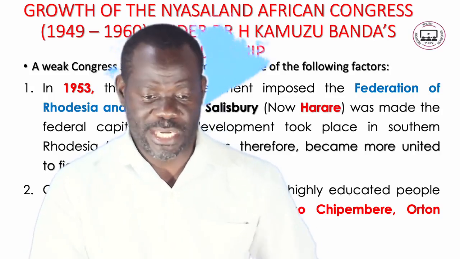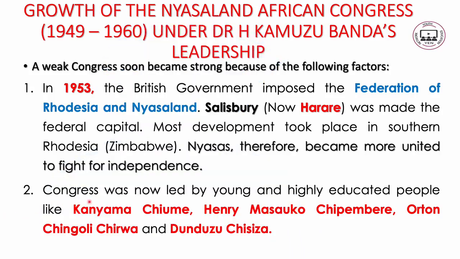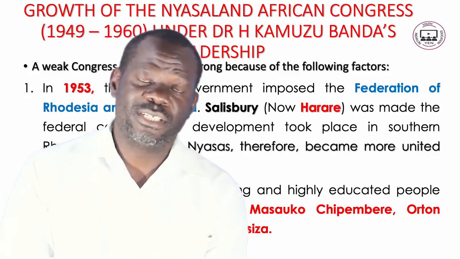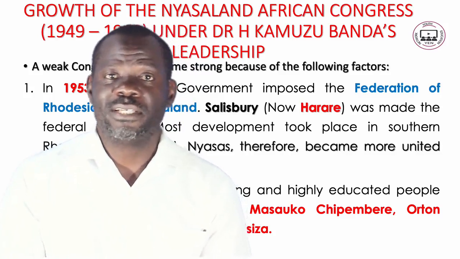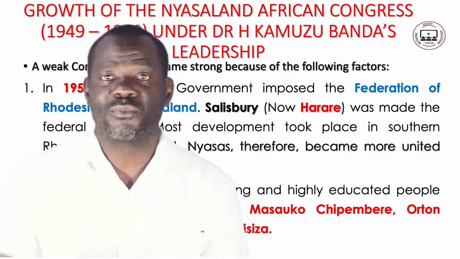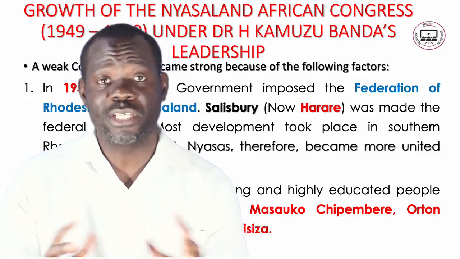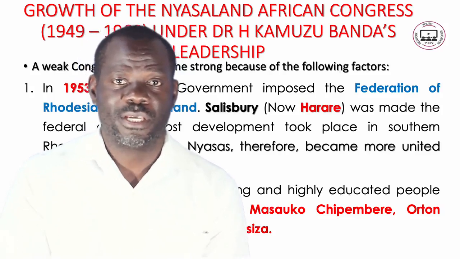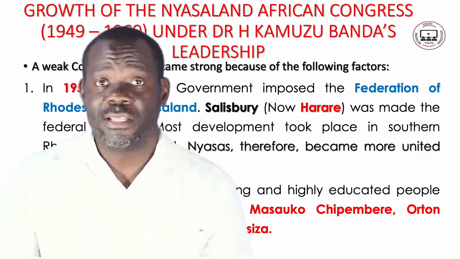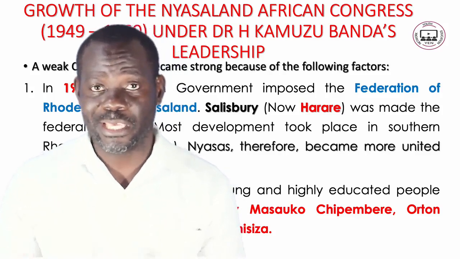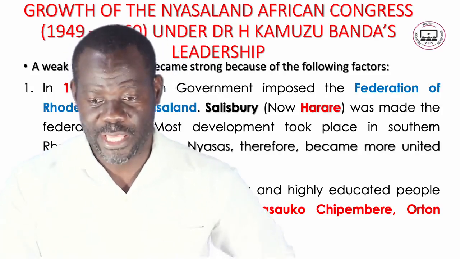So they became united. Number 2, the Congress was now led by young and highly educated people like Kanyama Chiume, Henry Masauko Chipembere, Orton Chirwa, and Dunduzu Chisiza. So later on, after those people who were weak, those who ate the money because of corruption, went out, the Congress was reorganized with more educated people. The Kanyama Chiume, Dunduzu Chisiza, Masauko Chipembere. Those were educated young men. So they came together with one voice to fight for their independence.